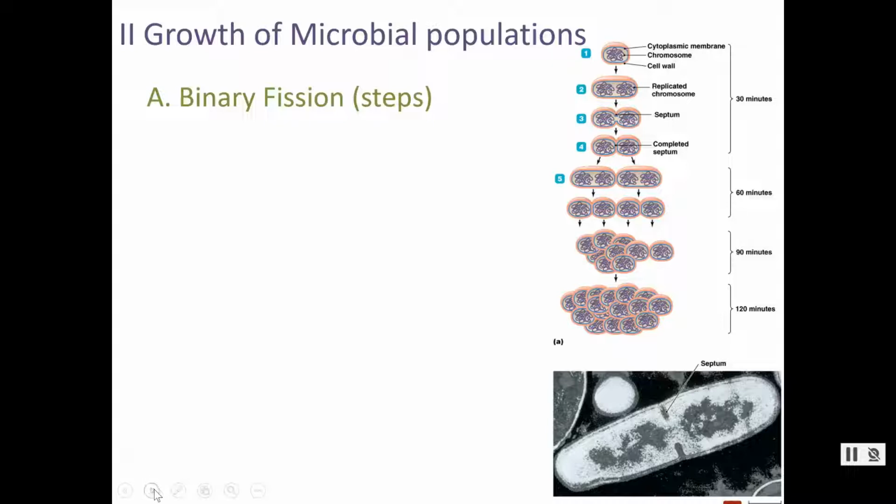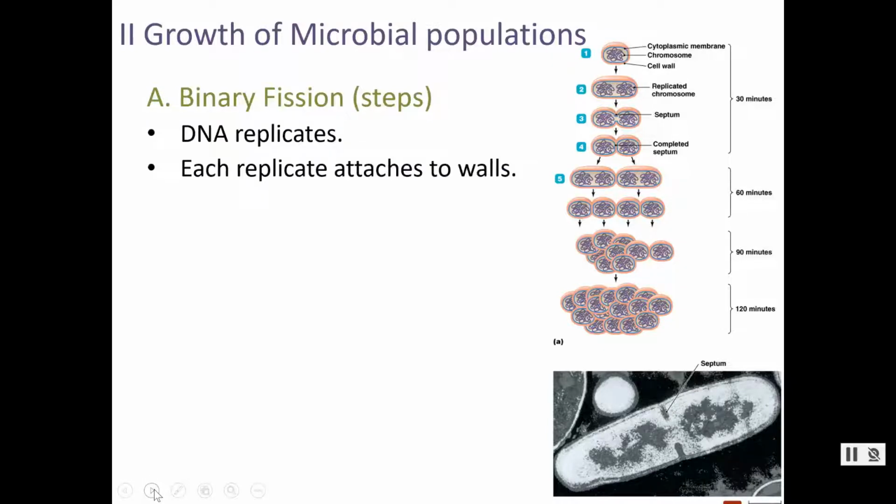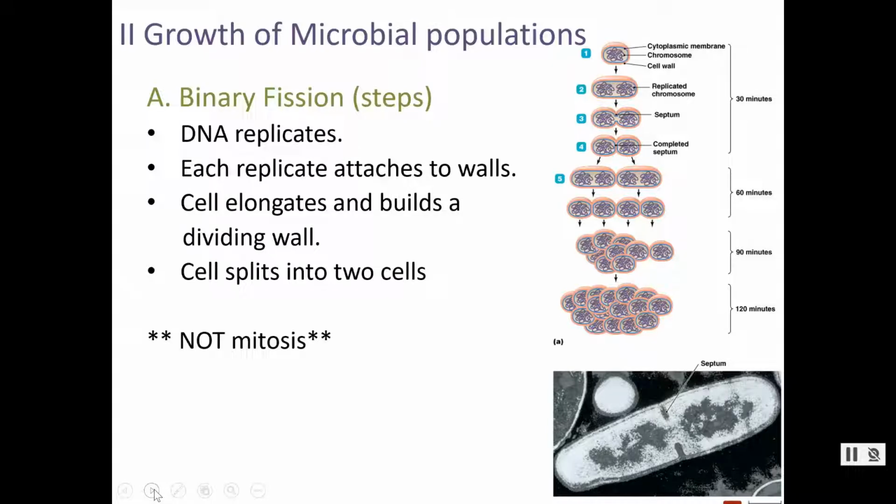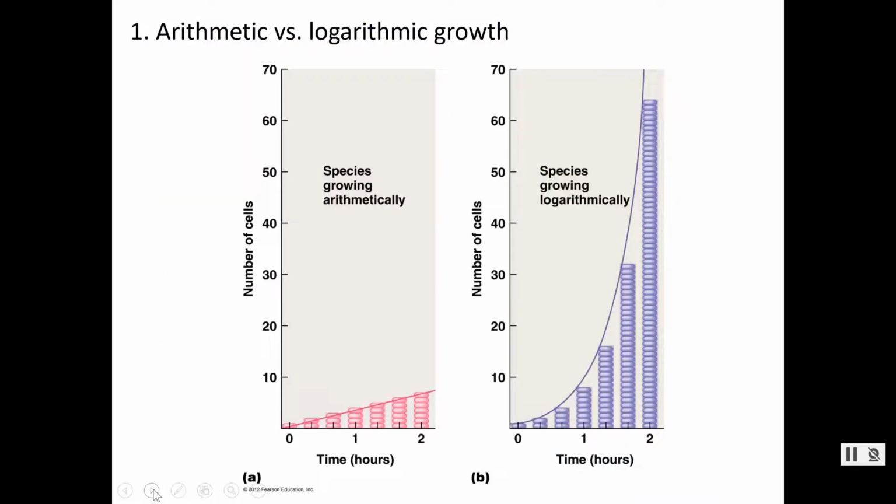All right, so the time it takes to go from one cell to two cells, those are just the things. DNA replicates, attaches to walls, elongates, builds that septum dividing wall, splits into two cells. This is not mitosis. So the time it takes to do this is one cycle. The time it takes to go from one cell to two cells is that time. This is called the generation time. I think I've got a slide for that. Let's keep going. All right, so binary fission, we understand that.